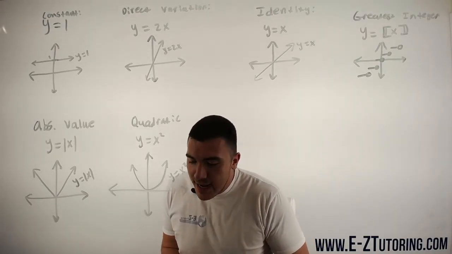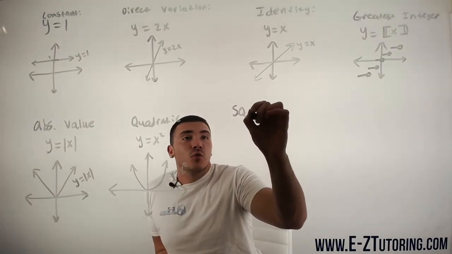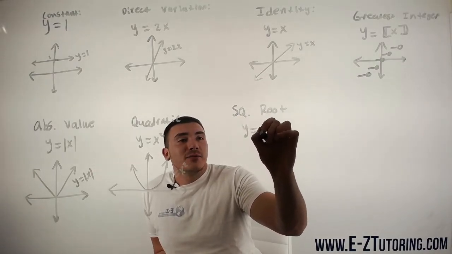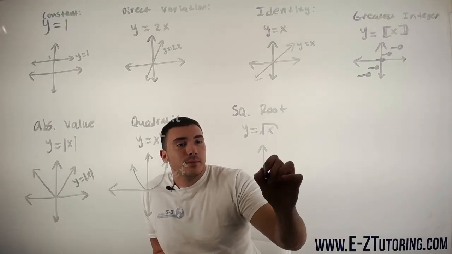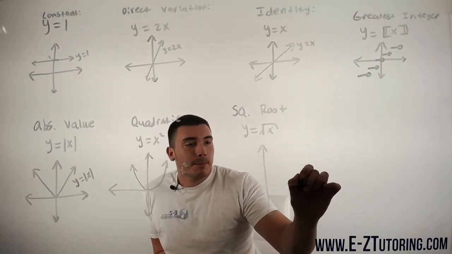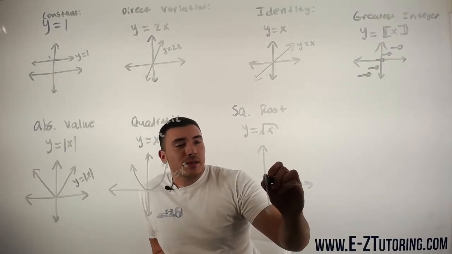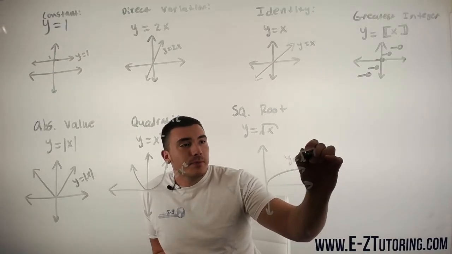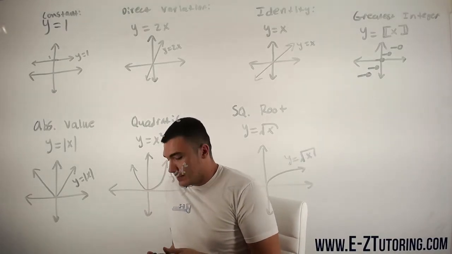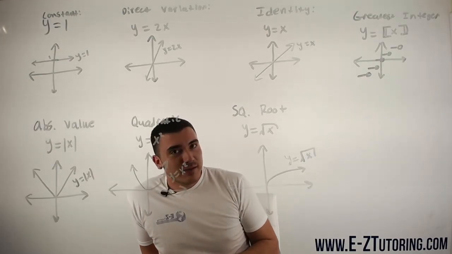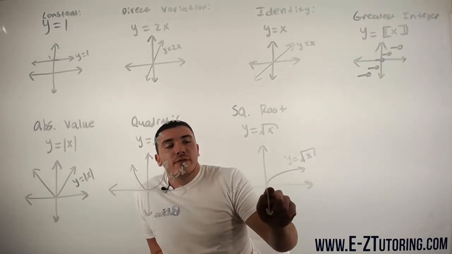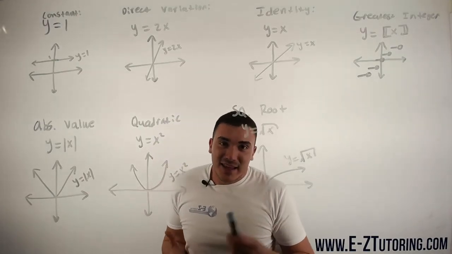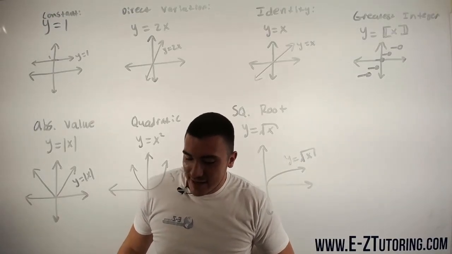All right, and next we have the square root function. Say y is equal to the square root of x. The square root of x simply looks like this. Now, you know that whenever you take the square root of a number, you get the plus and minus of that number. However, we don't graph the minus portion of those numbers because this would no longer be a function. Like I said earlier, it wouldn't pass that vertical line test.